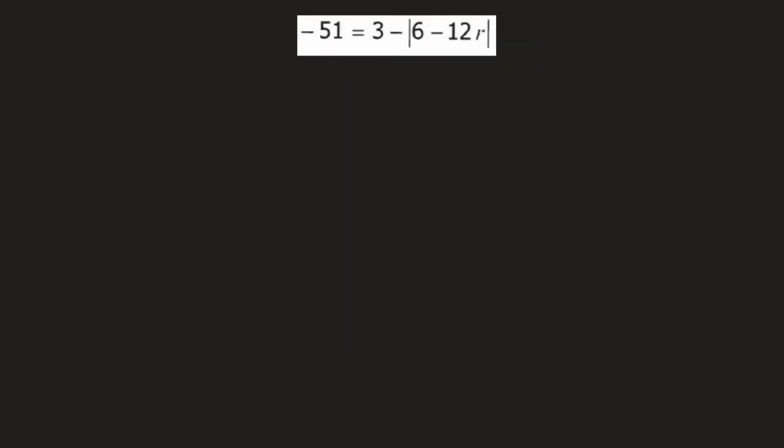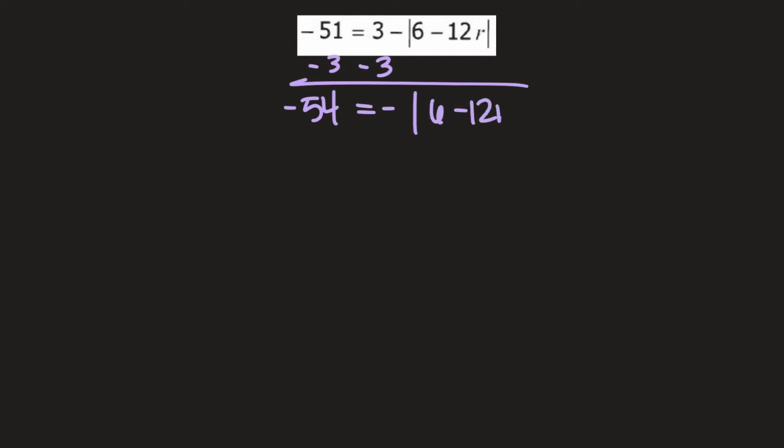So let's look at the next problem. So same thing, I need to isolate my absolute value first. So I'm going to subtract 3. So please remember that this is not adding 3 because what's in front of the 3 is a positive. This is subtraction happening between these, but the negative or the subtraction is going with the absolute value, not the 3. So this will be a negative 54 is equal to the opposite of 6 minus 12r.